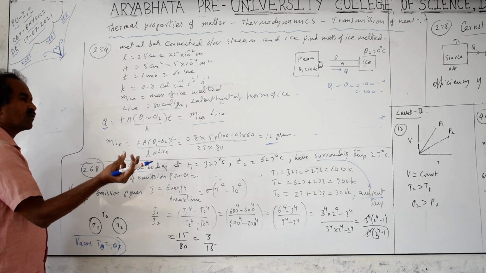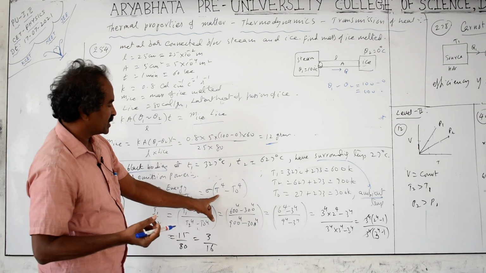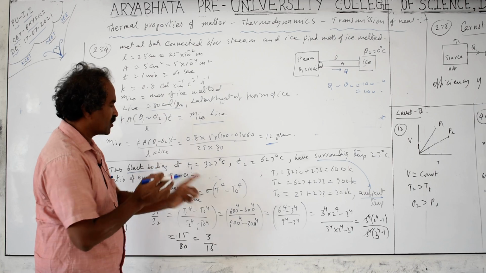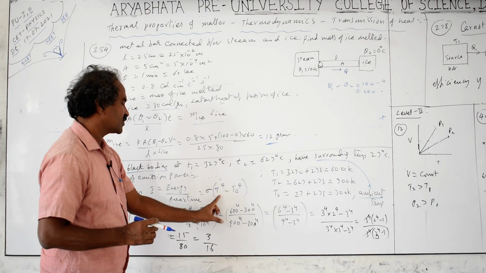Take a candle you keep in the room: the candle temperature is T and the surrounding room temperature is T naught. But for the filament of a bulb, the filament is surrounded by vacuum, so T naught equals 0 K. There you have to use only T to the power of 4.